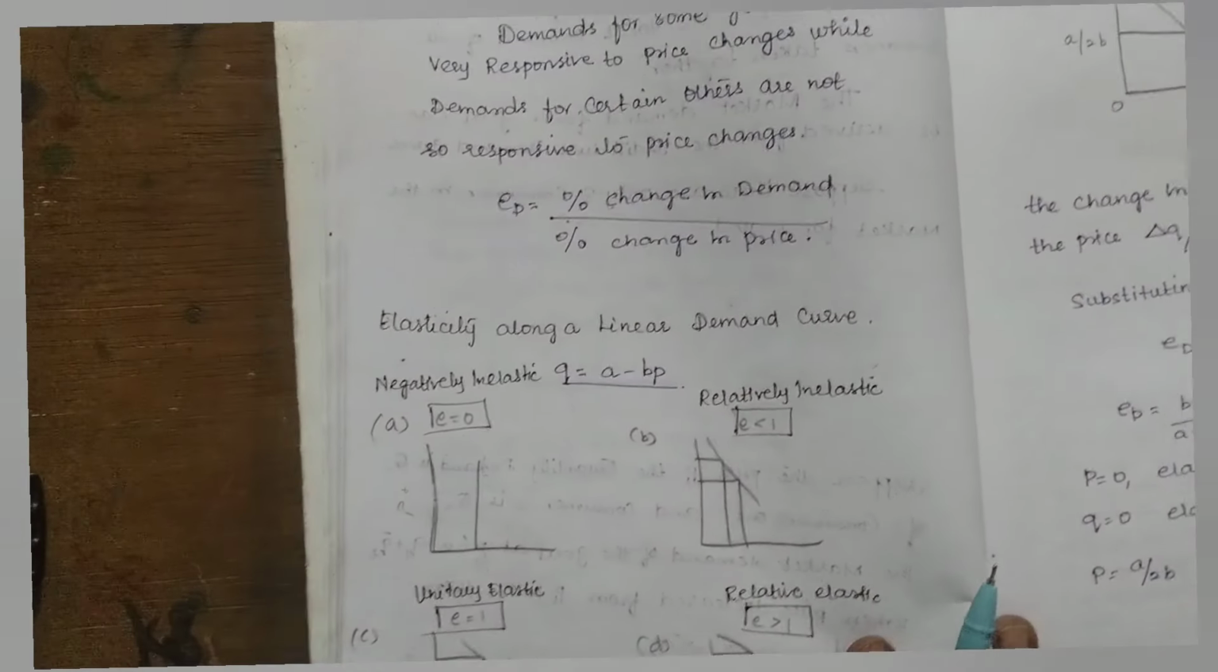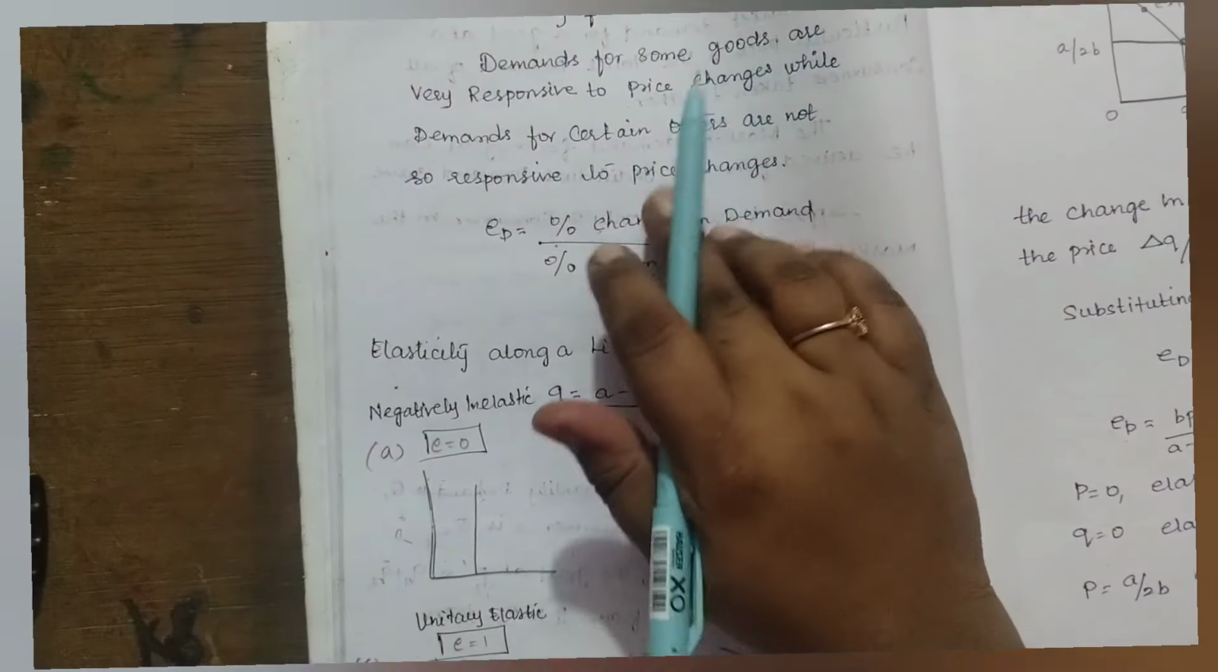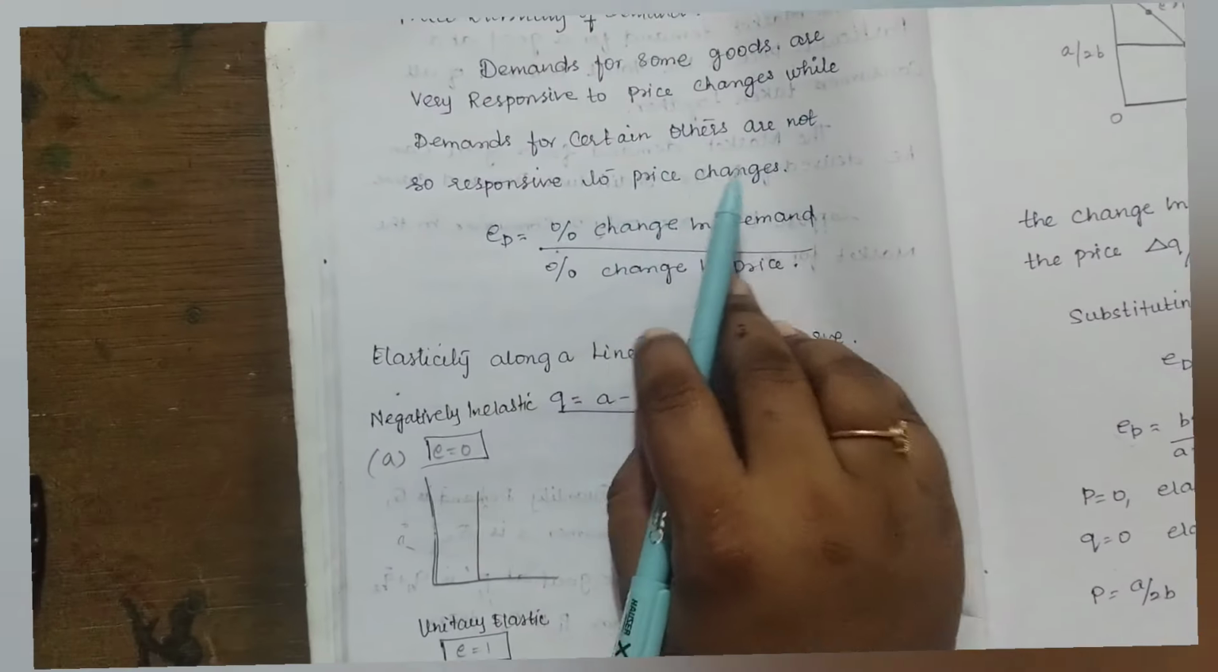What is price elasticity of demand? Demand for some goods is very responsive to price changes, while demand for certain others is not so responsive to price changes.